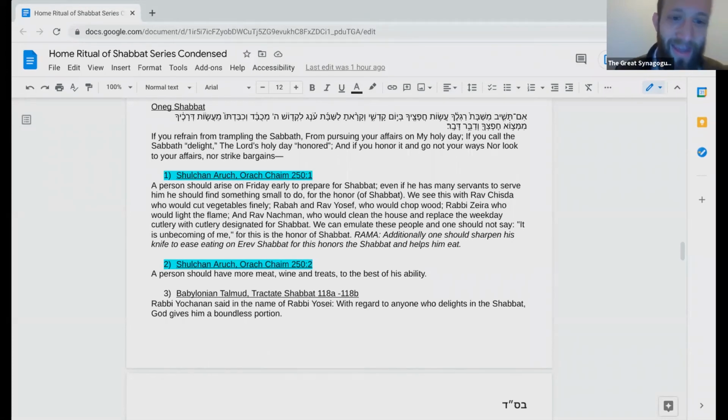Okay, a person should have more, and I'm relating that to the meals, which are also going to be expressions of those values of honoring and enjoying Shabbat. A person should have more meat, wine, and treats to the best of his ability. So you should have things that you enjoy on Shabbat. For the rabbis, the paradigmatic examples of really treating oneself and enjoying eating and drinking would be meat and wine. But it could also be for whatever you find most enjoyable. You should make that special for Shabbat. Anything that you love that you don't eat or can't make the time for during the week, it's great to bring that into your Shabbat practice, your Shabbat meals.